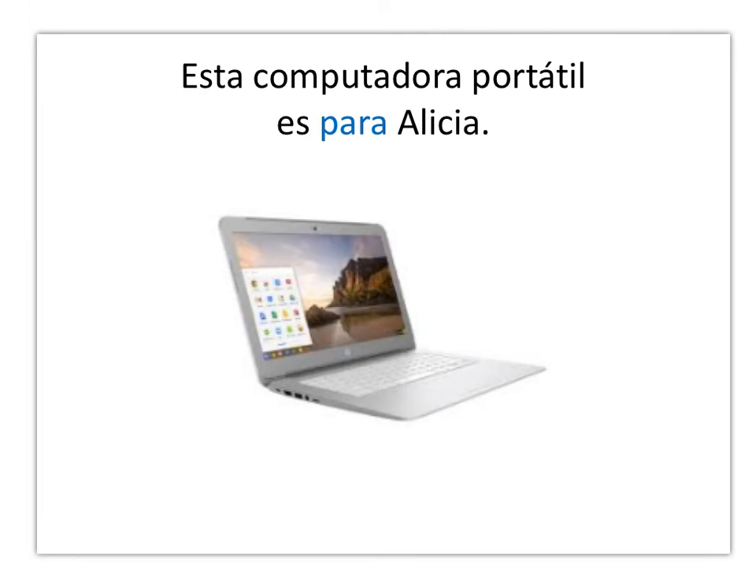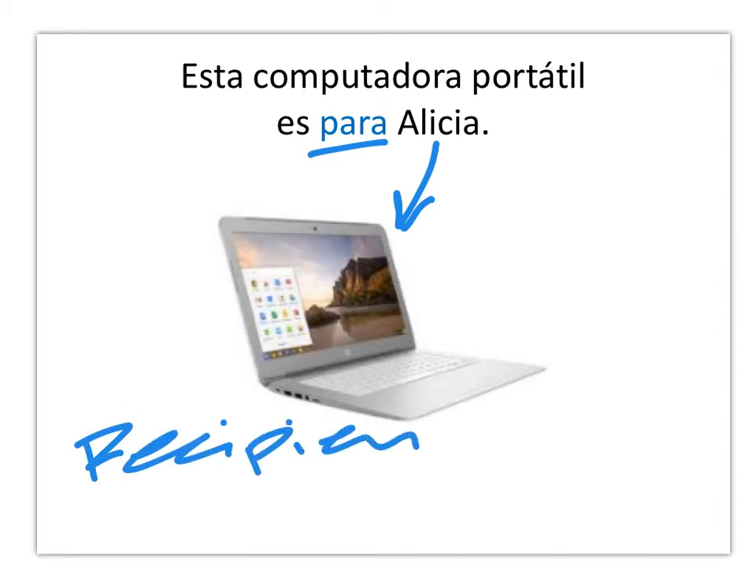Esta computadora portátil es para Alicia, okay? So Alicia, in this case, is getting a new laptop. She's the recipient of a gift or an item. And you could say, like, la pizza es para los niños, or el pastel es para el cumpleaños de Javier. So whenever somebody is the recipient of something, if you were to write a gift tag on a gift to somebody who only spoke Spanish, you would say, like, para Juan.